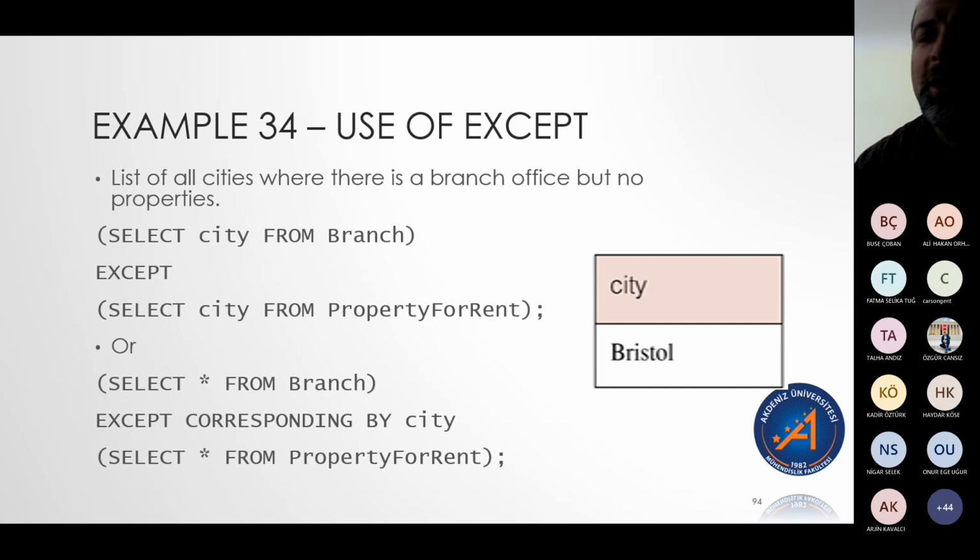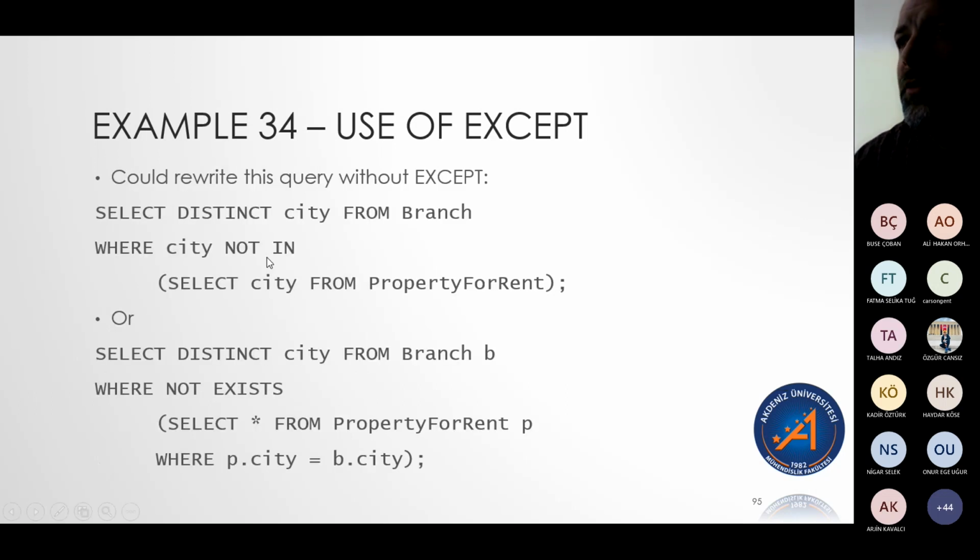Okay. And just like with the intersect, we could also rewrite the query without the except keyword, right? Where we could say, give me the distinct cities from the branch table, where the city is not in the city from the property for rent table, or where not exists a city in the property for rent table.